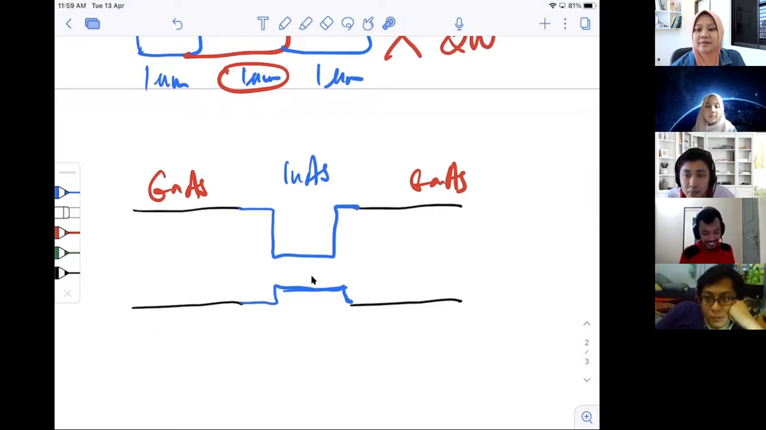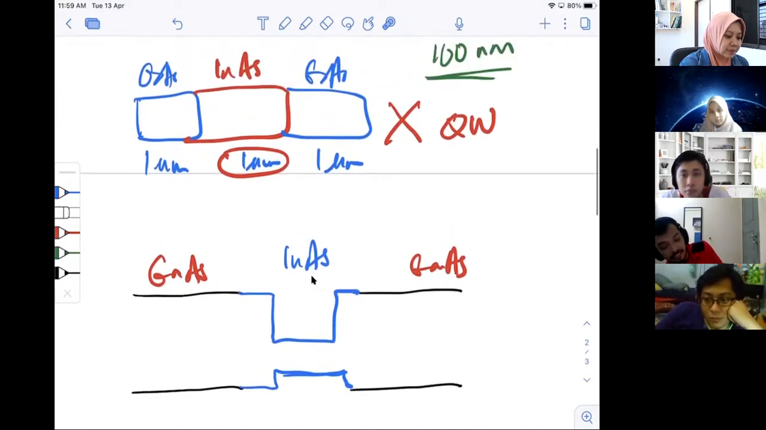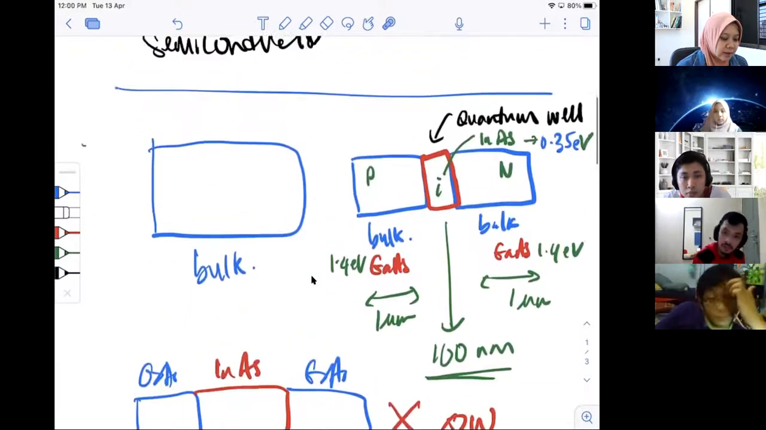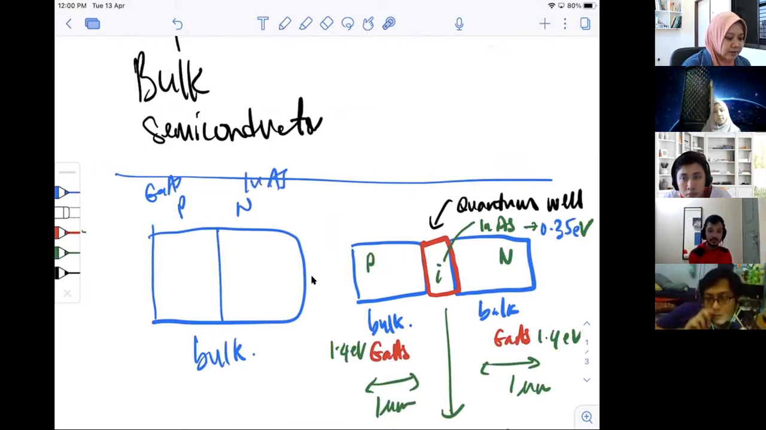Saya try lukis energy band diagram untuk reverse bias between gallium arsenide and indium arsenide. So tapi biasanya orang letak indium arsenide tu ke I region. Orang tak buat macam tu. Biasanya indium arsenide akan duduk kat tengah sini, macam ni. Jarang orang akan buat ni. Memang tak ada orang buat lah kot saya rasa. Theoretically boleh lah kita kata nak buat macam tu, tapi it doesn't make sense kenapa kita nak buat macam tu.